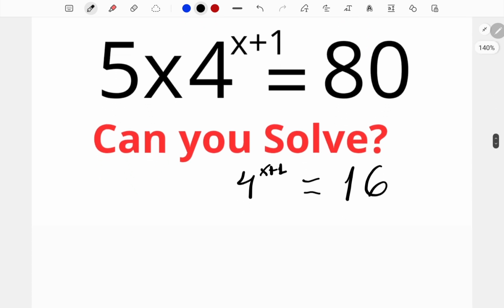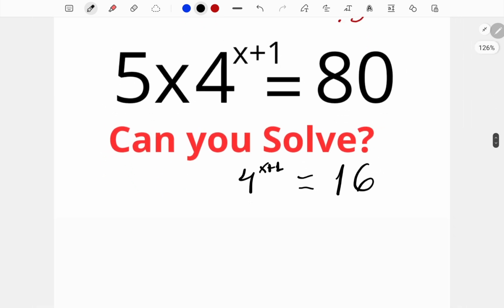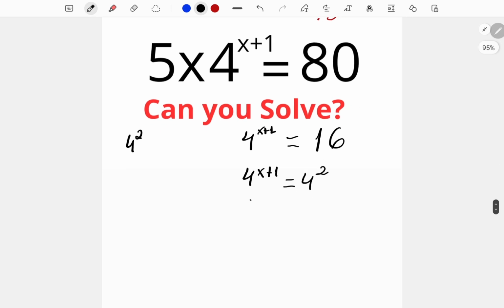Now, we need to remember that 16 can be written as a power of 4. We know that 4 raised to the power of 2 equals 16. Therefore, we can rewrite the equation as 4 raised to the power of x plus 1 equals 4 raised to the power of 2. When we have an equation where the bases are the same, we can set the exponents equal to each other. This gives us x plus 1 equals 2.